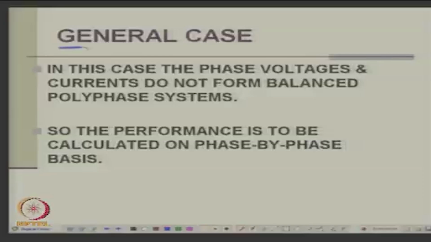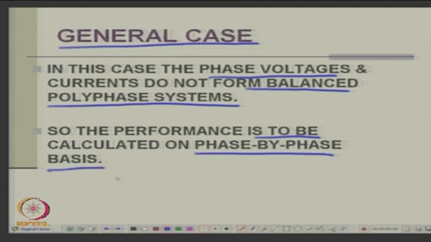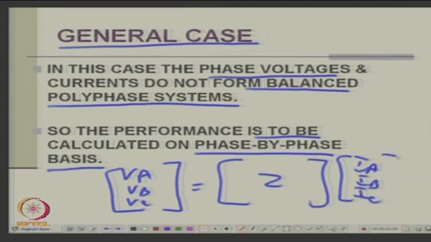Now we can use the same general case. We have seen the symmetrical case, 3-phase, the symmetrical case, 2-phase, and the general case is the original equations, right. That means the phase voltages and currents are not balanced polyphase systems. So, you have to calculate the performance on a phase by phase basis. All you have is VA, VB, VC, and you have an impedance matrix and IA, IB, IC. For any given speed you know Z, right. So, you can directly calculate IA, IB, IC, in phasor form.